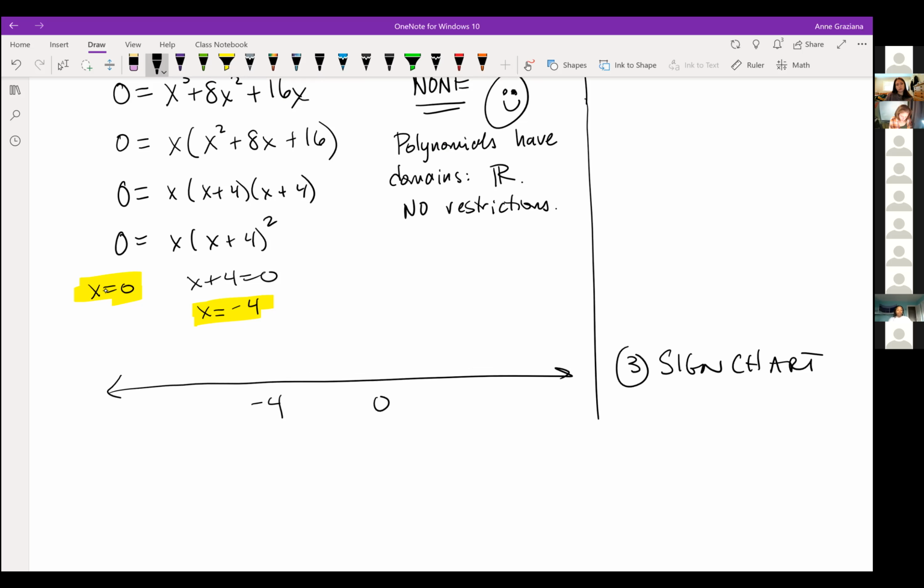What do I normally do? In my notes, I did make them open circles. These are not included, but put a little Z on top so it says they're zeros. Open circles just put it in your mind that those are not included. All right, so region 1, region 2, region 3. I have to plug stuff in, and it is easier to plug it into the factored form.